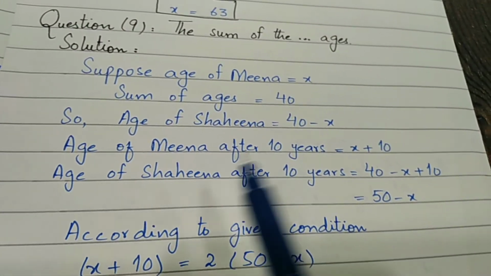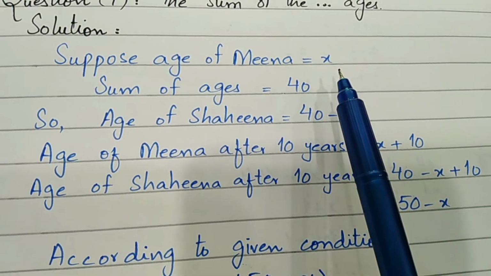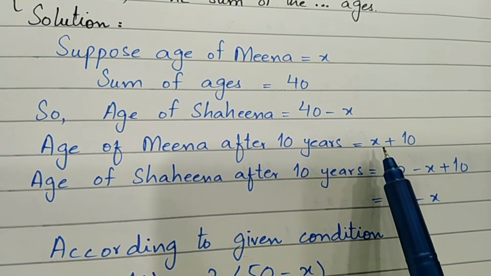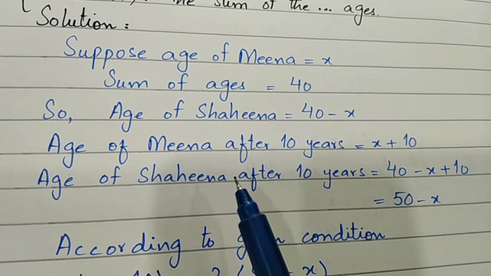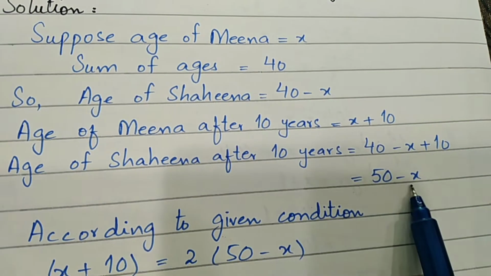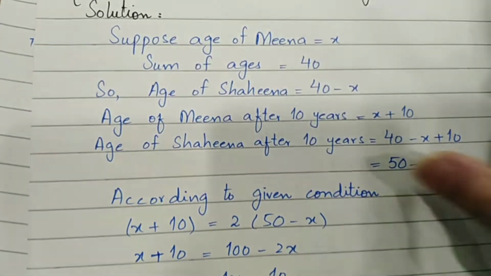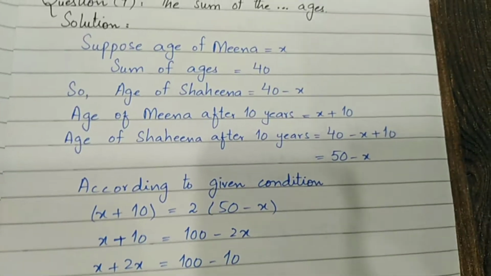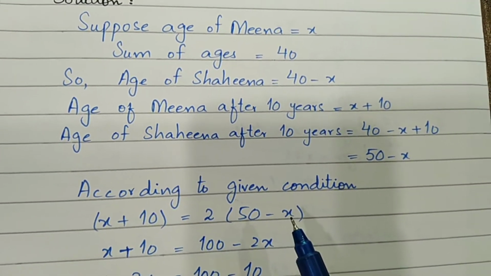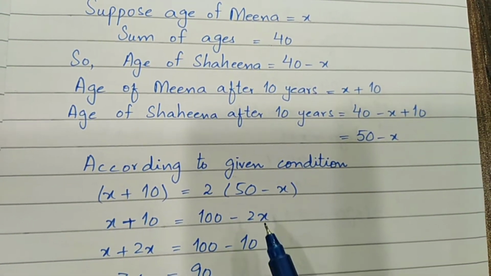Now the age of Meena after 10 years. If the present age is x, then after 10 years the age will be x plus 10. The age of Shahina after 10 years will be 40 minus x plus 10, that will be 50 minus x. Now according to the given condition, x plus 10, the age of Meena after 10 years, is 2 times the age of Shahina after 10 years. So x plus 10 equals 2 into 50, that is 100, minus 2x.